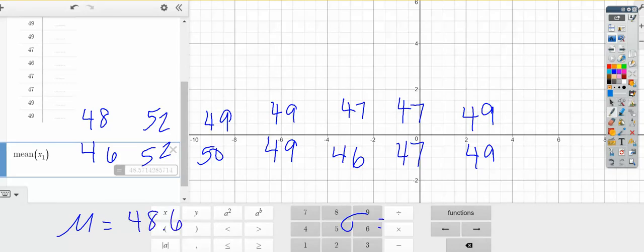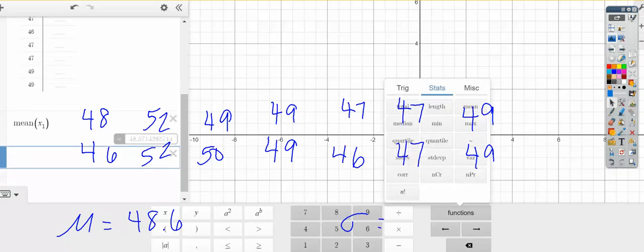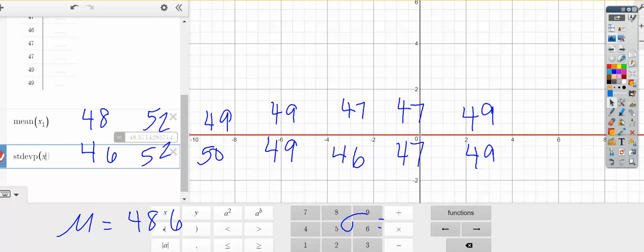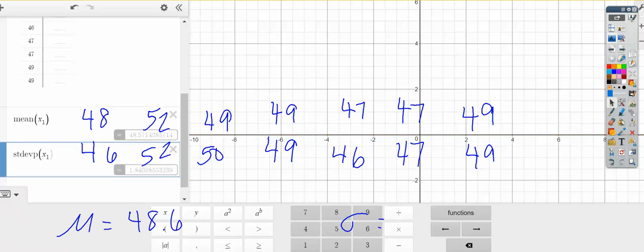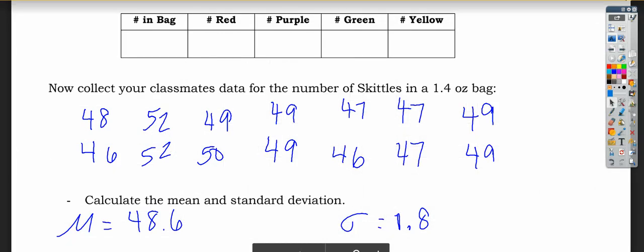Okay, and then to calculate my standard deviation, I'm going to go Functions. Remember, I want standard deviation P, and you type in X1. My standard deviation is 1.8. Okay, so now if I go back over to my notes.